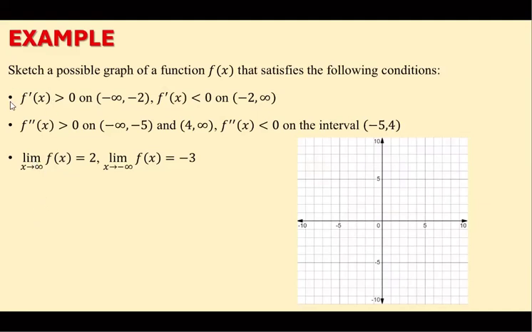In the first one, you can see they have given where the first derivative is positive or negative. In the second property, they have given where the second derivative is positive and where it is negative. And in the third one, they have given limits at infinity, or the end behavior. So let's first look at this third property. As x approaches infinity, I'm going to make use of that property first.